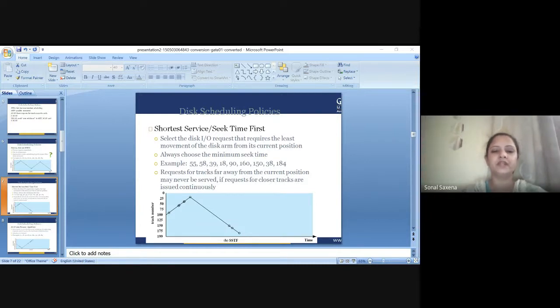Now the number of cylinders will be 5 plus 7 plus 9 plus 6 plus 20 plus 2 plus 1 plus 65 plus 4 plus 17, which equals 136. So here you see the requests for tracks far away from the current position may never be served if requests for closer tracks are issued continuously. And it always chooses the minimum seek time. So this is SSTF.